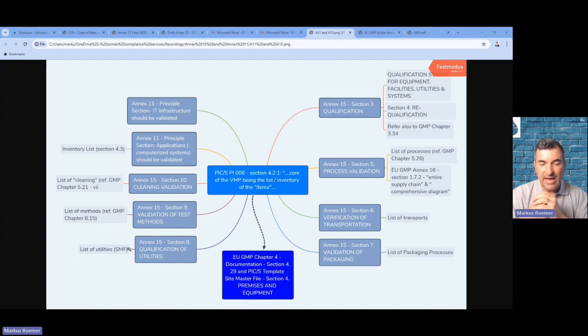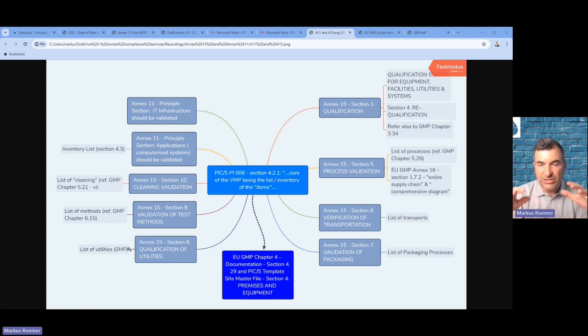4.29, sorry, and the PICS template for the site master file, section 4, premises and equipment. So you need to know your items, and then you define on your own what you want to qualify and what you want to validate. And very simple, transportation must undergo a verification.